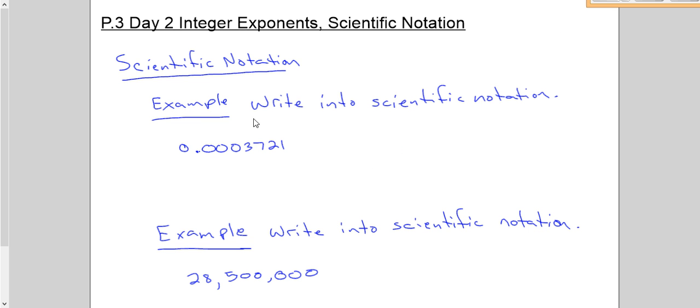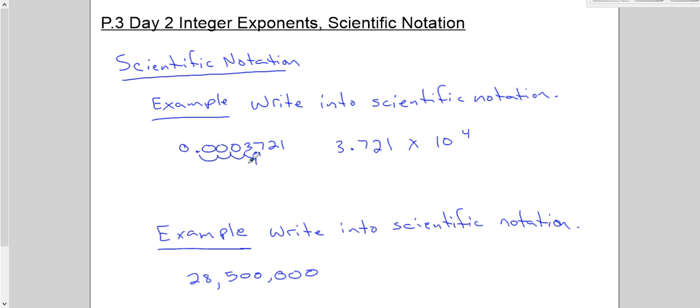So if we're looking at this example where we need to write this number into scientific notation, we need to make sure the decimal gets moved to right there, which means we are moving the decimal 1, 2, 3, 4 times. We will write 3.721 times 10 with some kind of an exponent of 4. Just don't know if this is going to be positive 4 or negative 4 until we think about this.